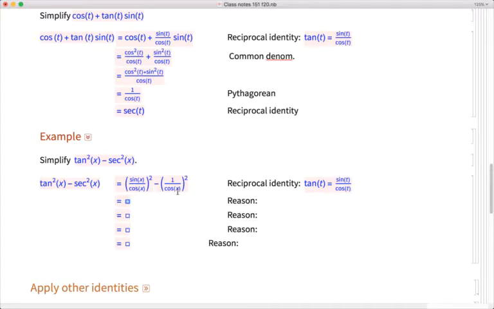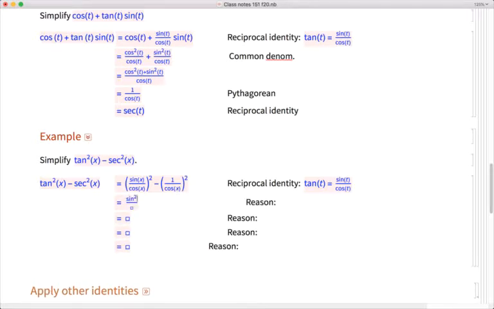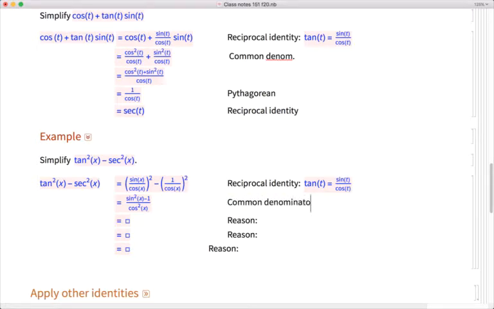Okay, let's just get a common denominator now. Downstairs we have cosine squared, so we can combine the numerators. The numerator of the first fraction is sine squared, and the numerator for the second fraction is, well, I guess is 1 squared. And downstairs we have cosine squared x. Okay, so common denominator.